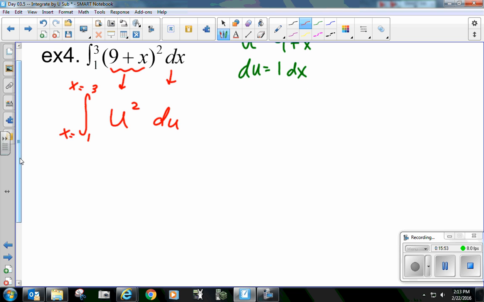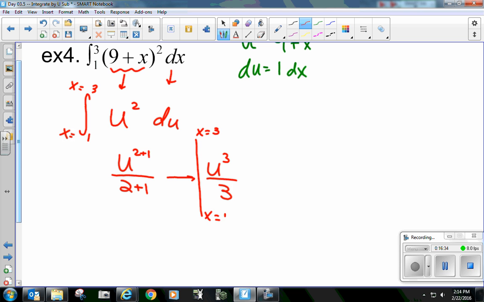All right? How do I integrate u squared? What does that become? U to the third over 3. Yes. I add one to the exponent, and then I divide by that new exponent. So that becomes u cubed over 3. If I take the derivative of that, the 3 comes down and cancels the 3 on the bottom, and there's u squared, because when you take the derivative you subtract, and this is the opposite. So I'm taking this expression from x equals 3 to x equals 1.